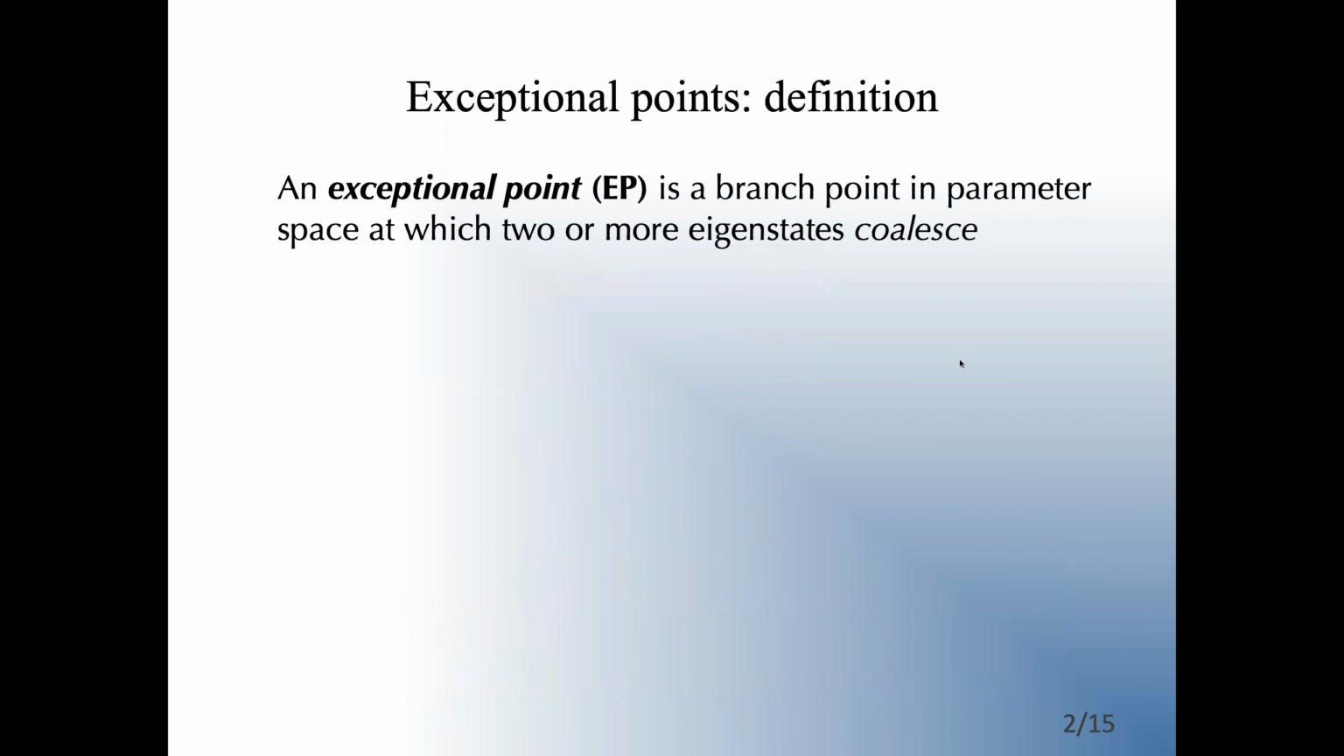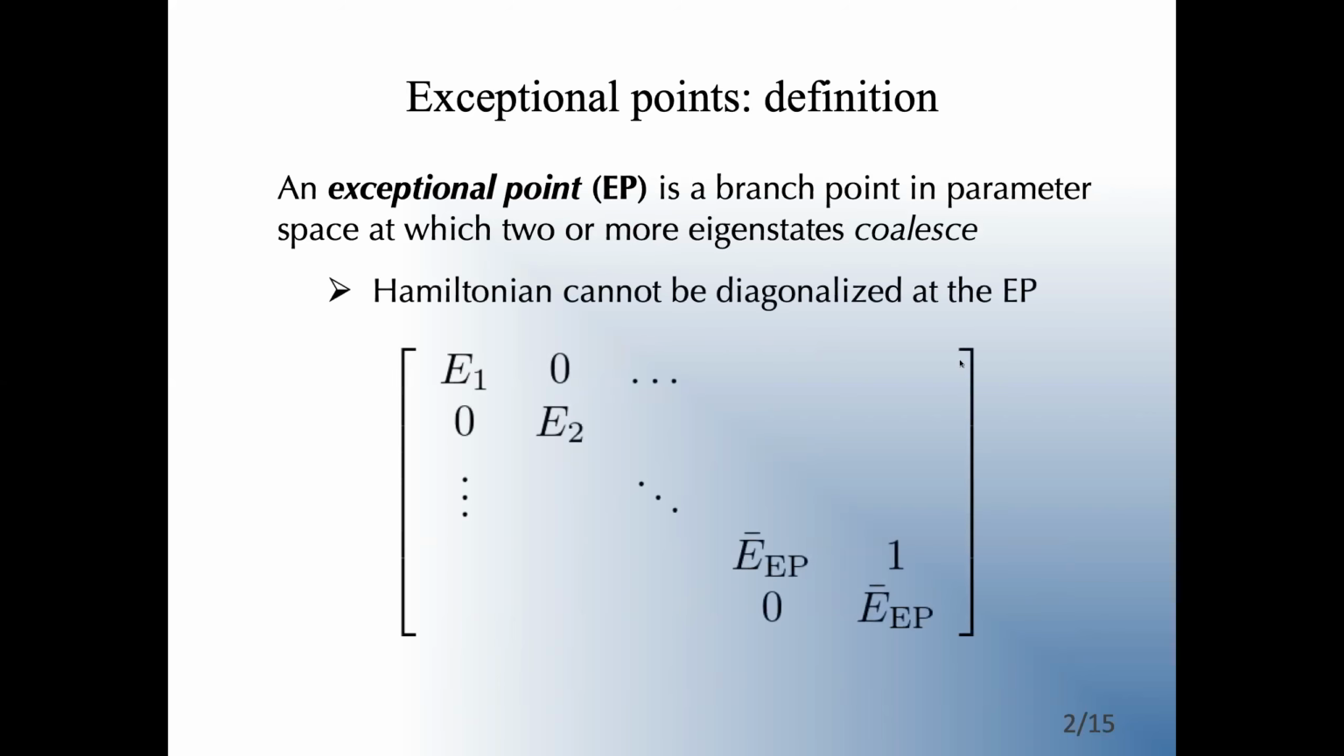So we start with a definition. An exceptional point is a branch point in the parameter space of a given non-Hermitian Hamiltonian at which two or more eigenstates coalesce. A key property is that the usual diagonalization scheme of the Hamiltonian breaks down at the exceptional point. If there are two coalescing eigenstates, we would generally expect a 2x2 Jordan block to appear in the reduced Hamiltonian.